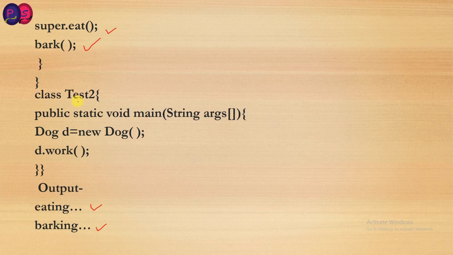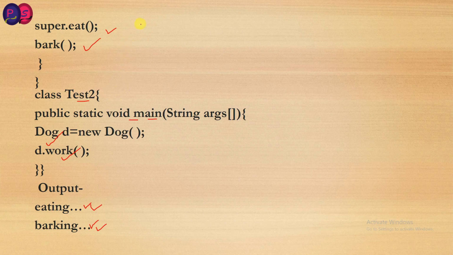So here what we have done, we have created a main class. In that we have created the main method, created an object of type Dog, and just called the work method. So the output will be firstly eating and then barking.